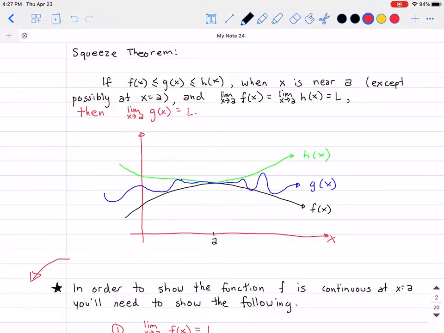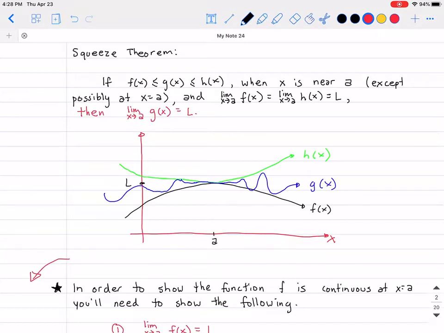What's given is that the limit as x approaches a of f of x for the lower function is going to be the same as the upper function. So that means the limit as x approaches a for h of x and f of x are going to be the same thing. So L is located over here. Okay, so now you can kind of see what's actually happening here.